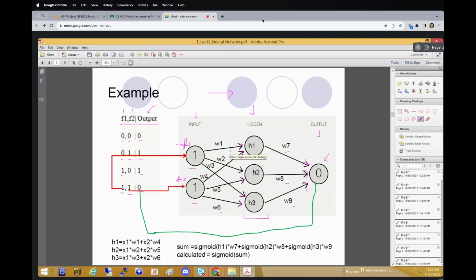Maybe within 0 to 1, those are random values. Usually we call those the weights. So for W1, maybe we need to assign something. For W2, we need to assign something. W3, we need to assign. So for the initialization, we have to assign those weights.